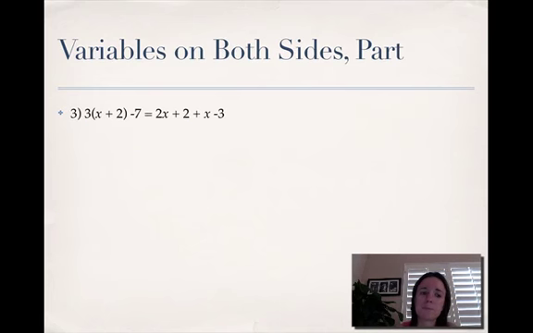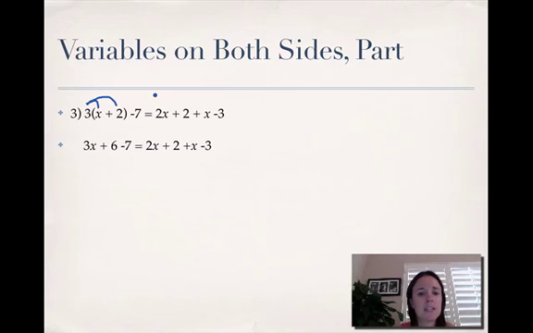One more example. I've got problem number 3. 3 times the quantity x plus 2 minus 7 equals 2x plus 2 plus x minus 3. Whenever I have parentheses, I want to distribute first. It's always my first thing. Then after that, I'm going to start combining my like terms. So I distributed, I get 3x plus 6 minus 7. My right-hand side hasn't changed. So now I want to start combining my like terms.